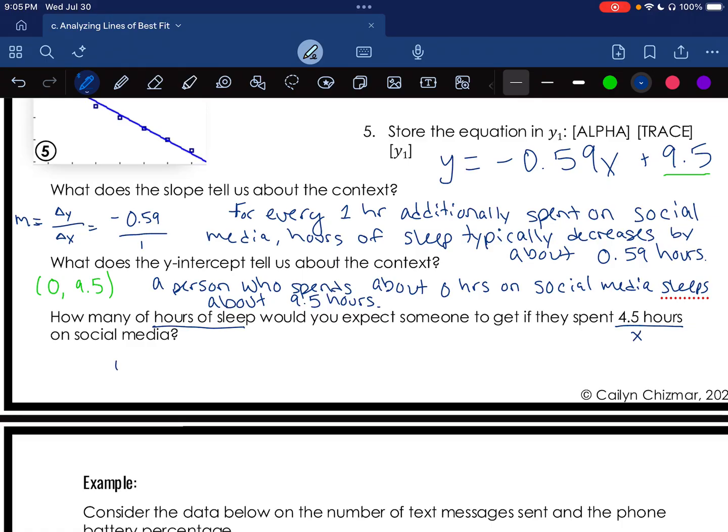All right, so let's do another example where we do the whole shebang all the way through. We're going to run the regression. We're going to make the scatter plot. We're going to answer some questions about this in context. So consider the data below on number of text messages sent, X, and the phone battery percentage, Y. All right, so first we're going to find the line of best fit.